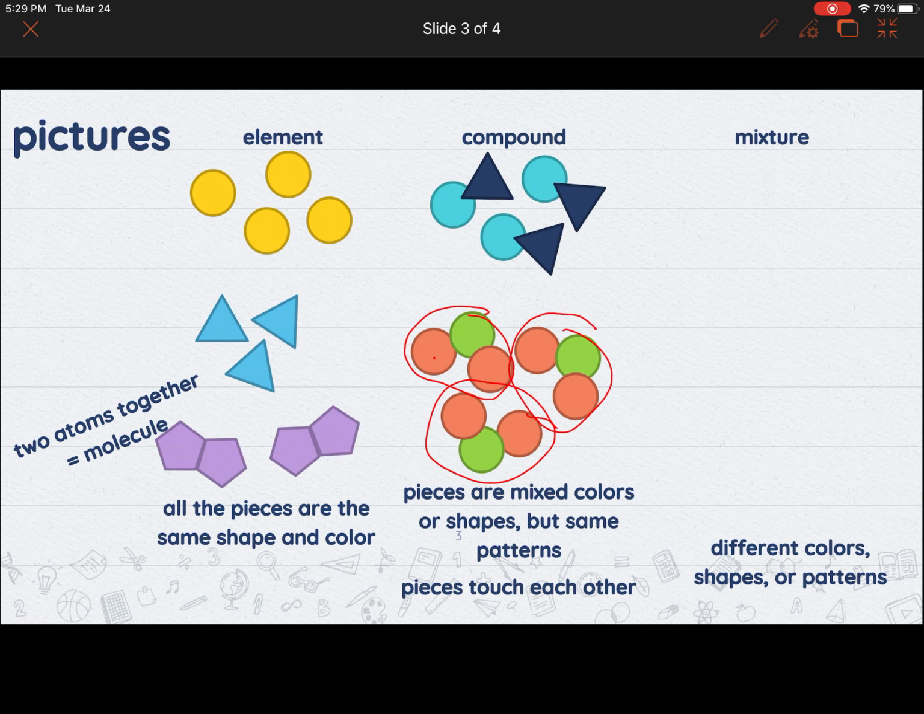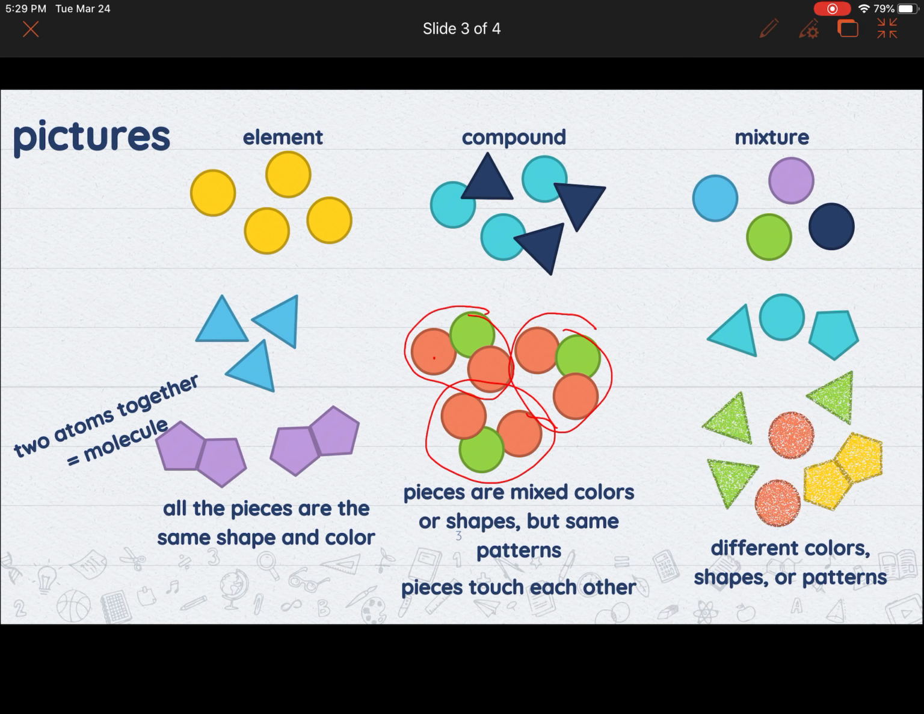If I have a mixture, that means that I have different colors, shapes, or patterns. So I can have a bunch of different colors, I can have the same color but a bunch of different shapes, or I can have a little bit of everything. Here I have different colors, different shapes, and different patterns.